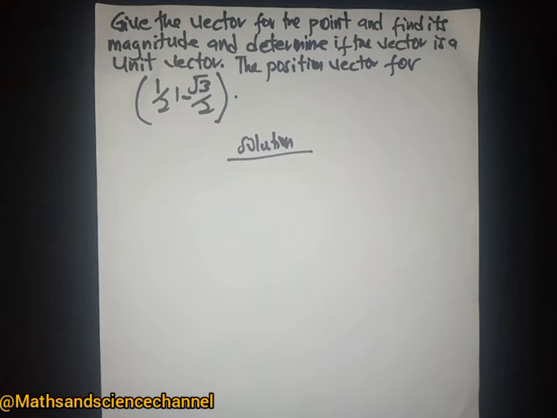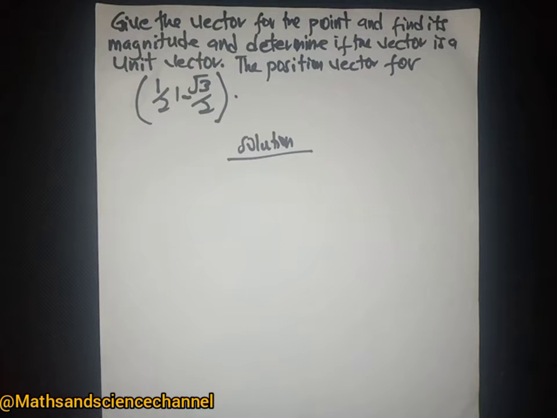Now this time we have a vector question over here. Give the vector for the point and find its magnitude, and also determine if the vector is a unit vector. We're given the position vector with coordinates 1 over 2, and negative root 3 over 2.